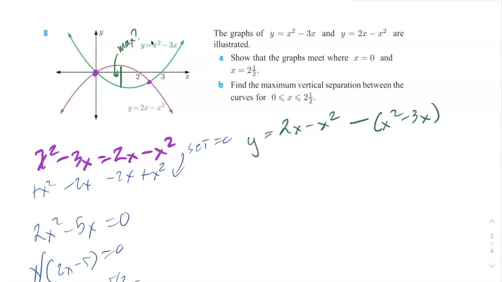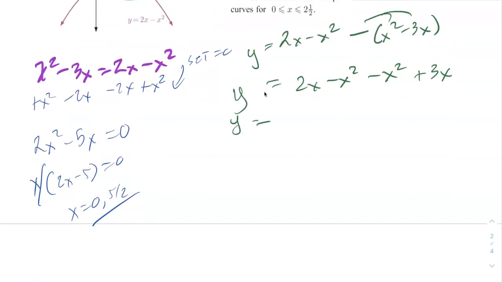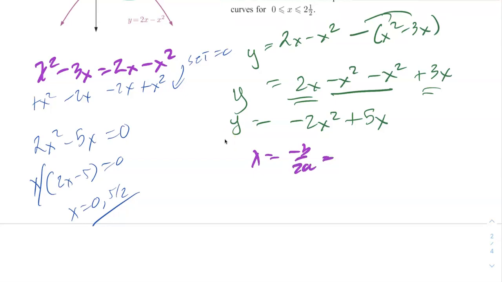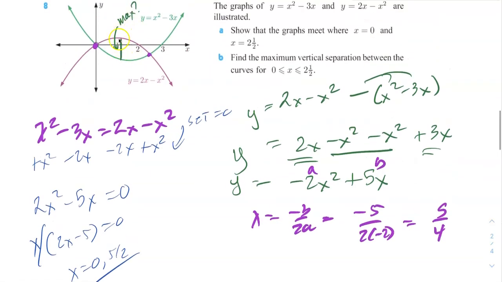So try to find that equation. Distribute the negative. So I'm going to get 2x minus x squared plus 3x. That gets me negative 2x squared plus 5x. I'm trying to find the max of this guy, so we're going to use the formula x equals negative b over 2a. So to find the vertex, here's my a, here's my b, so I get negative 5 over 2 times negative 2. 5 over 4 is where it happens. So they're saying that 5 over 4 is where my max is.